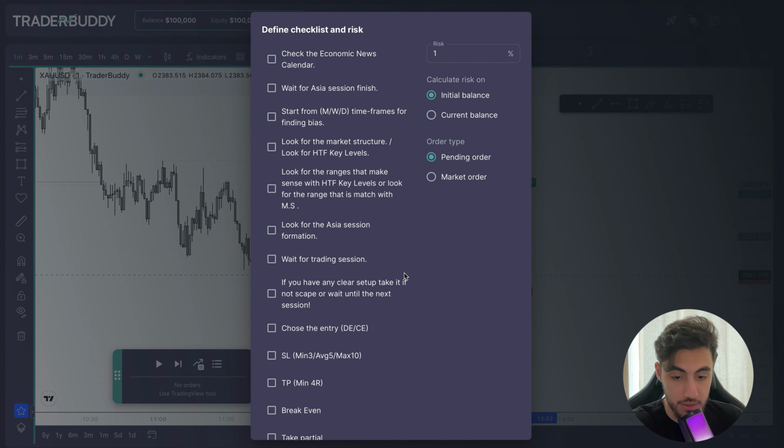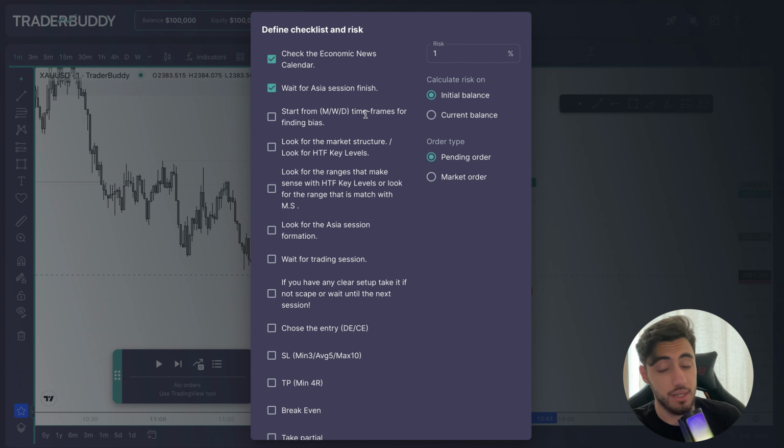Are we going to buy here? So check the economic news calendar. This is my checklist. So check the economic news calendar. So yep. Wait for Asia session to finish. Yes. Start from the monthly time frame. So if the day finishes, we are going to start from daily time frame. If the week finishes, we are going to start from weekly time frame. Let's say pretty much in simple language, every week we are going to start from weekly time frame, and every month we're going to start from monthly time frame.